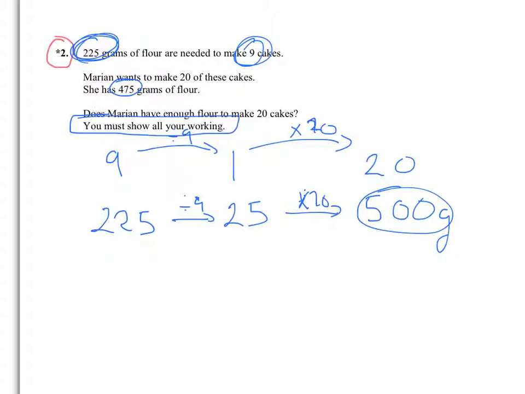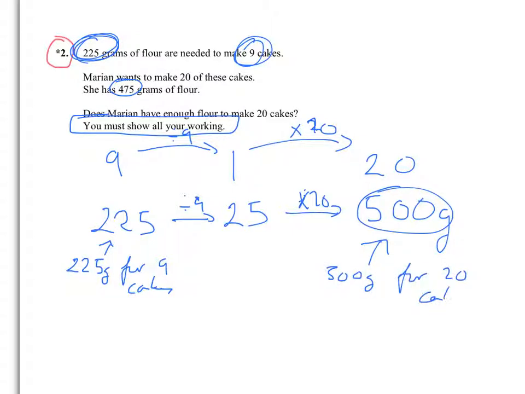It does say you must show all your working. So we should probably say something like, there's our rough working out. In an exam, make sure we're making things clear, but if we wanted to just take that rough working out and make sure there's enough information on there, maybe just put an arrow and say 225 grams for 9 cakes, 500 grams for 20 cakes. So it's not lovely setting out, but it will get us the marks.